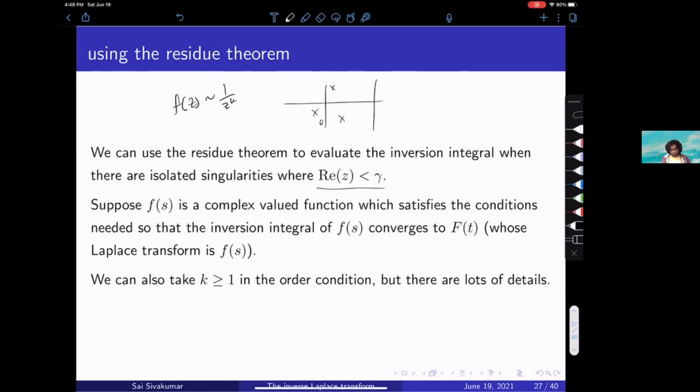So then we get our f of s, which is going to be in the form that we want. We want it to have the order condition. Basically we want it to be the Laplace transform of some function. I already mentioned this, but this k greater than or equal to 1, I have no idea. It should work. I just don't know how.